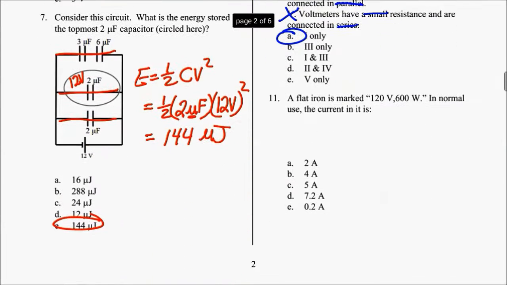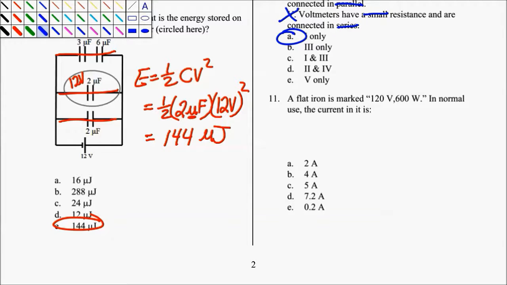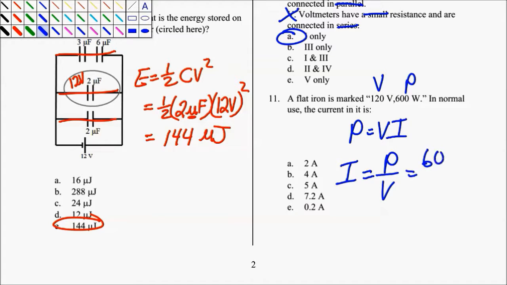A flat iron is marked 120 volts, 600 watts. In normal use, the current is, well, this is my power, this is my voltage. P is equal to V times I. I then is equal to P divided by V. That's 600 watts over 120 volts. And so this is our answer.